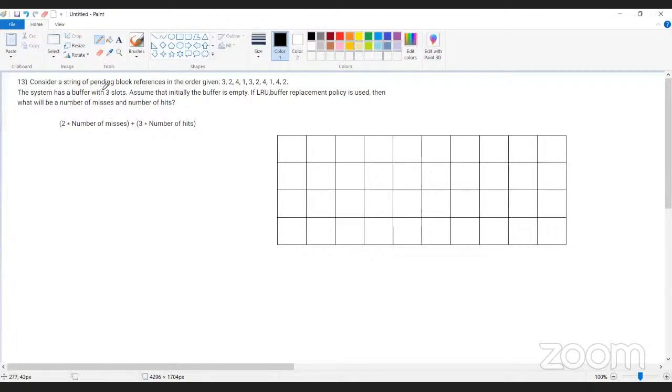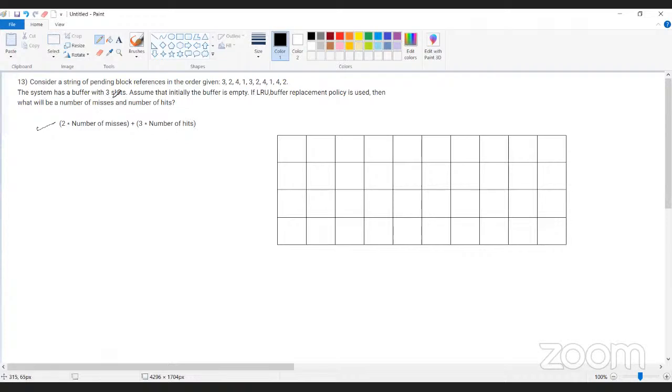Consider a string of page block references in the order given below: 3 2 4 1 3 2 4 1 4 2. The system has a buffer with 3 slots. Assume that the buffer is empty. If the LRU buffer replacement policy is used, what will be the number of misses and number of hits? We have to find 2 into number of misses plus 3 into number of hits.